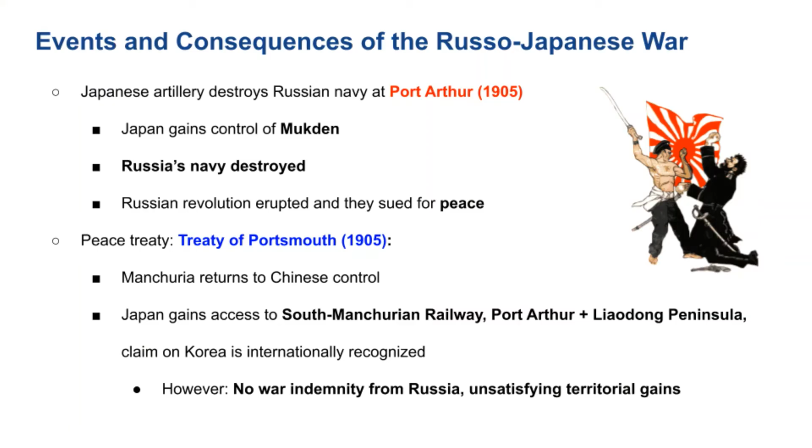So now Manchuria returns to Chinese control. Japan gains access to the South Manchurian Railway, Port Arthur, and the Liaodong Peninsula. Also, Japan's claim on Korea is internationally recognized. However, Japan doesn't receive reparations from Russia, and the treaty as a whole and the war present unsatisfying territorial gains.